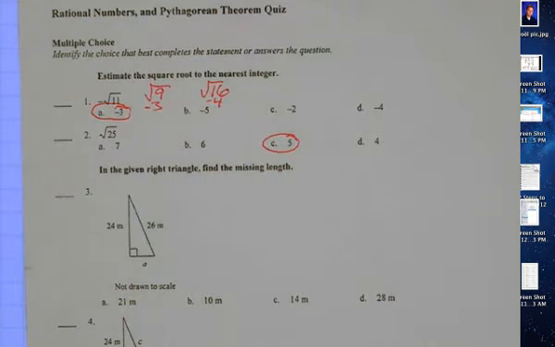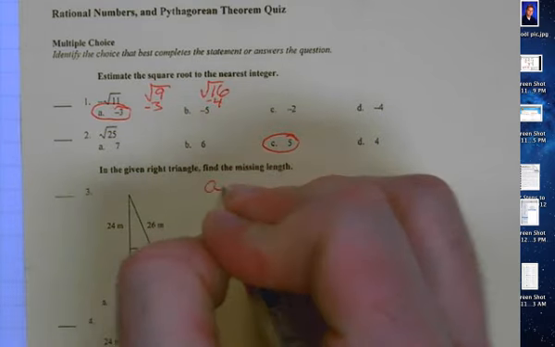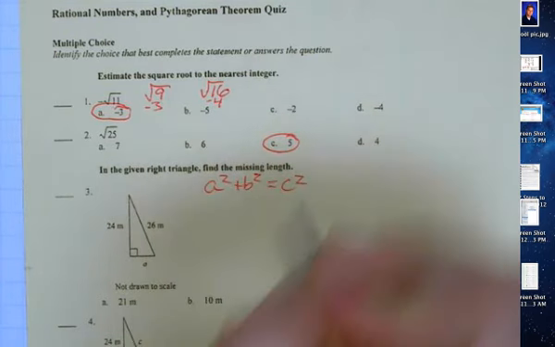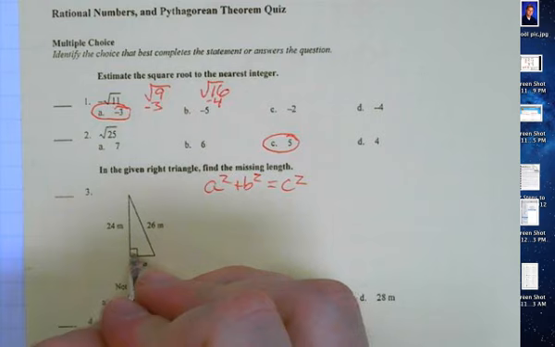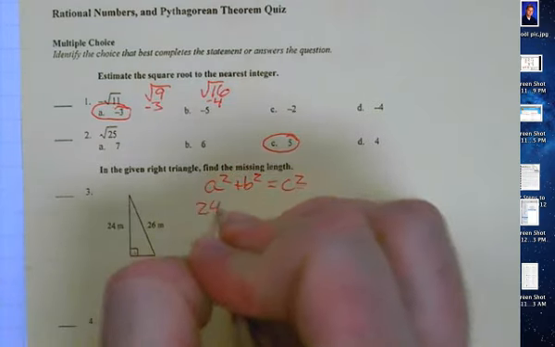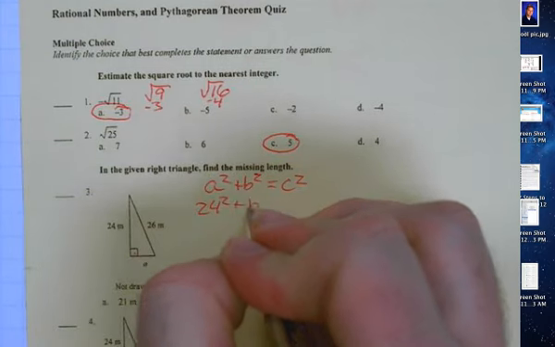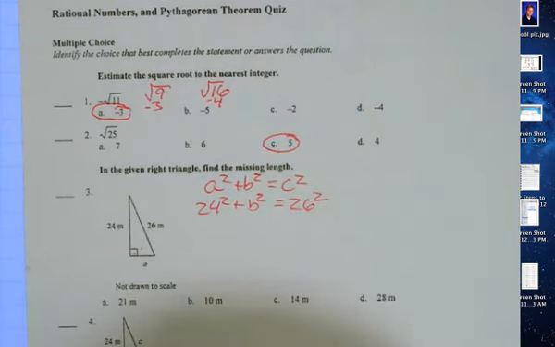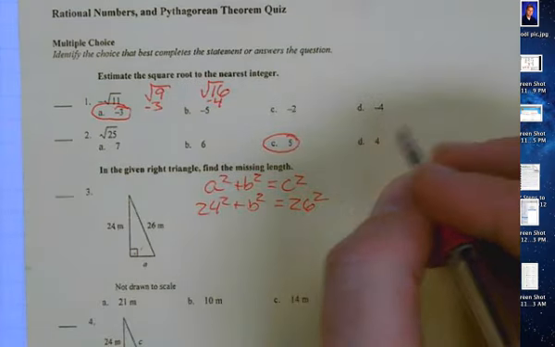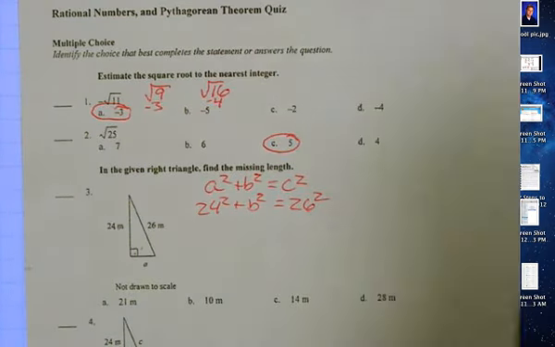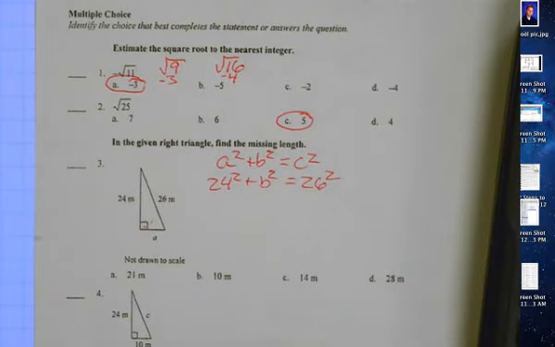In the given right triangle, find the missing length. So we're going to use a squared plus b squared equals c squared. 24 is the leg because it's connected to the right angle, so we have 24 squared plus b squared is equal to 26 squared because that's the hypotenuse. I don't know 24 squared off the top of my head, so I'm going to cheat a little bit. You guys will have to work it out, but I'm going to cheat.